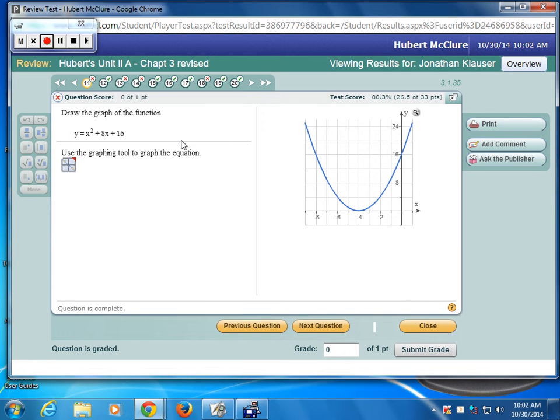11. All right? This one I'm going to use complete the square, and I'm going to sketch it.